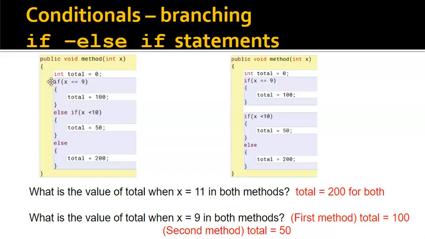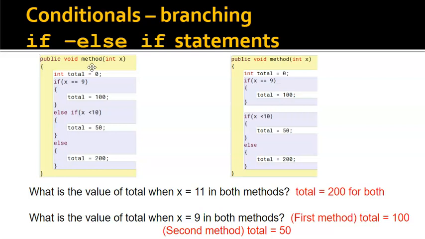So let's look at the first if statement block here and why we receive the result of 200 when x is equal to 11. At the beginning, the x value that we're taking in from the user is 11, so when we evaluate it in that first if statement, 11 is obviously not equal to 9, so we would skip the if statement and go down to else if. 11 is also not smaller than 10, so we would skip the else if statement and get down to our catch at the bottom, our else statement, thus giving us a total equal to 200.